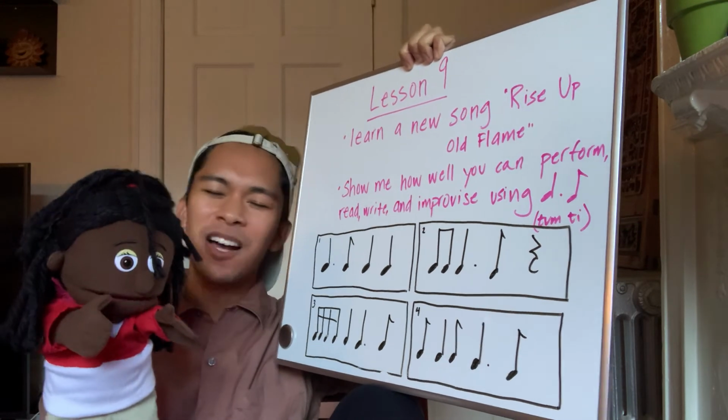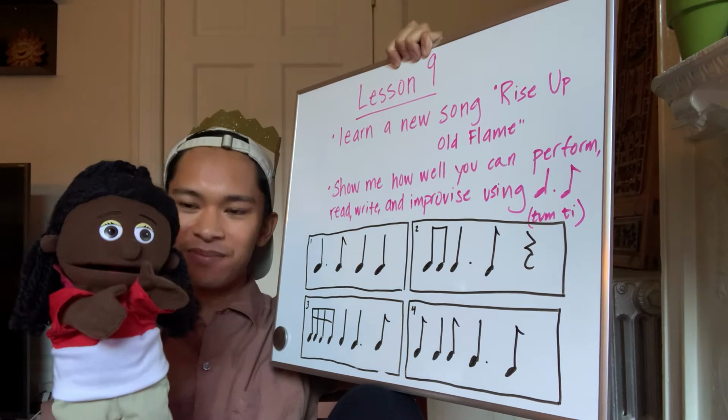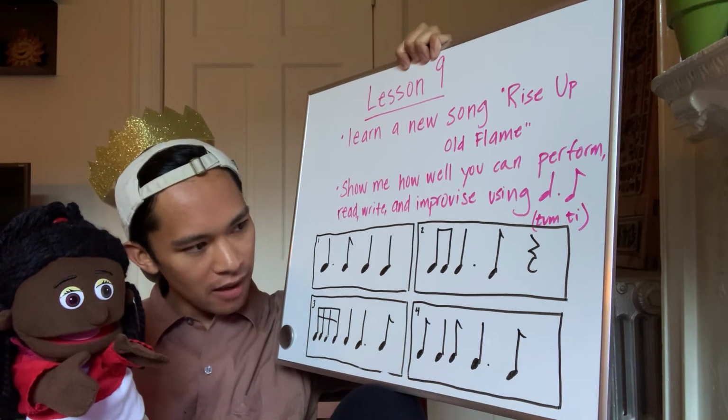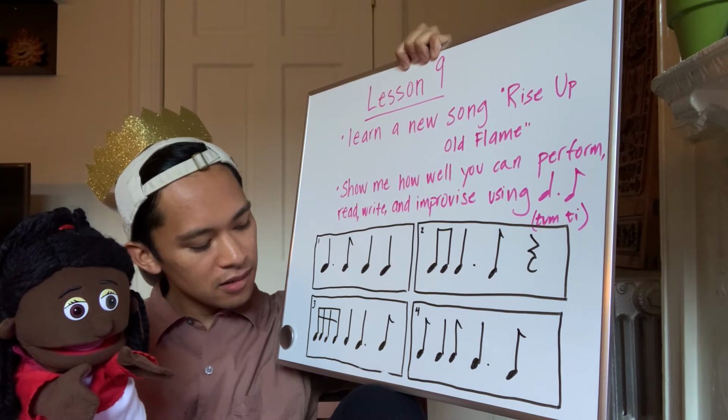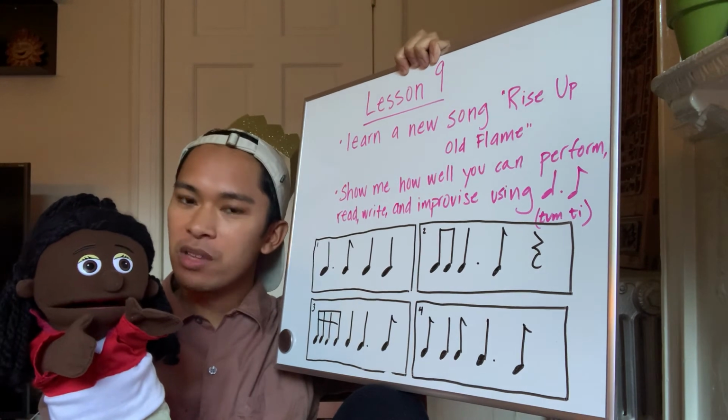Okay. Tum, ti, ti, ti, ta. Tika, tika, ta, tum, ti. Tika, tika. Is it three? Yes! Very good. Nice. So now, friends at home, let's try it.